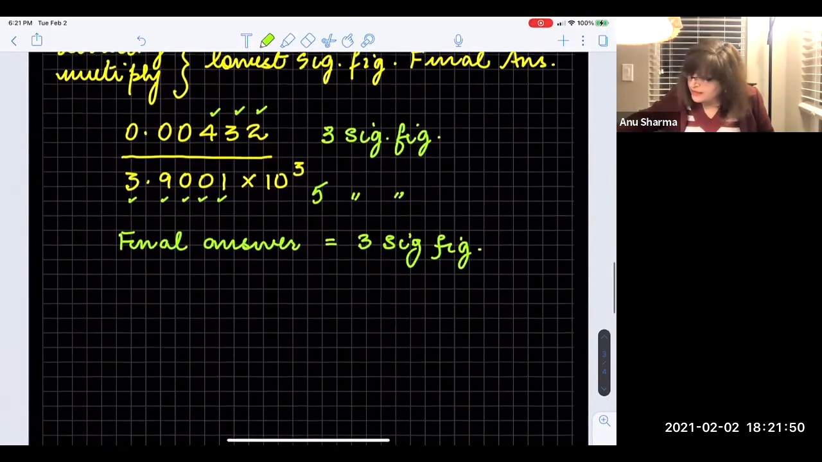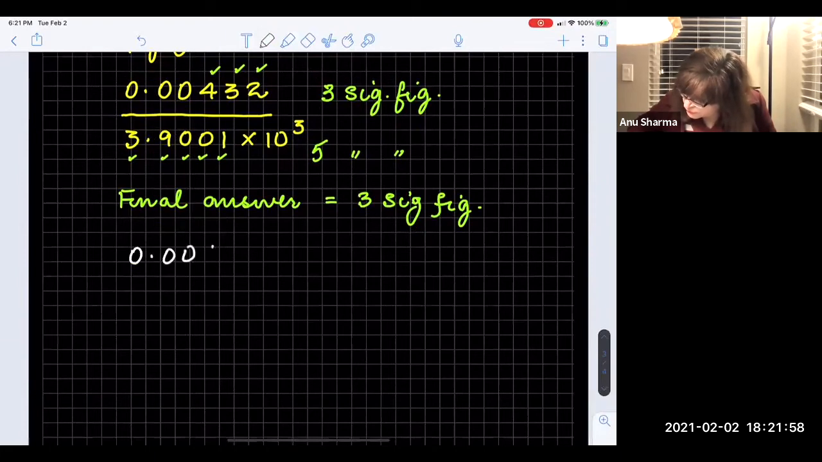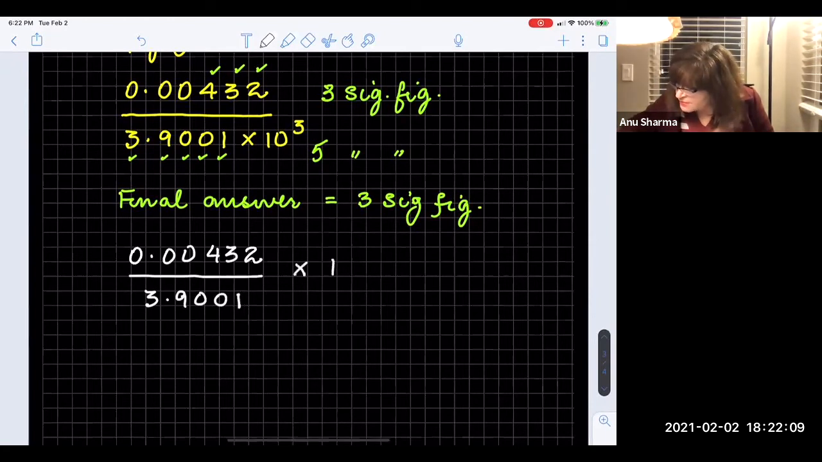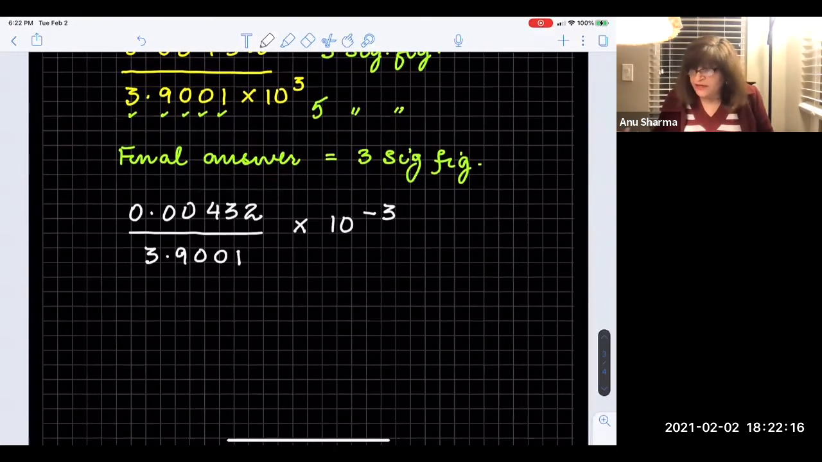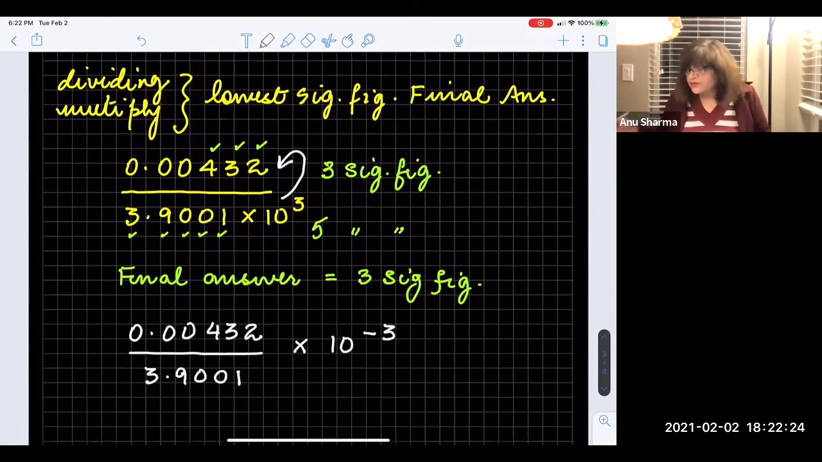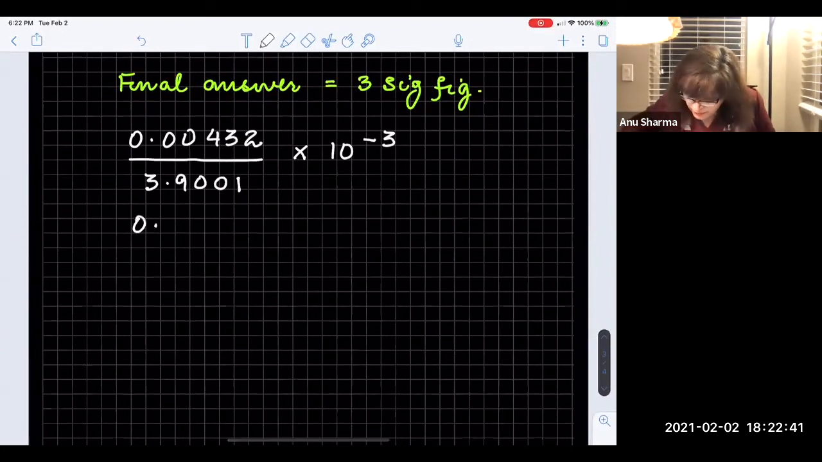So now what you will do? Here, same story, 0.00432 divided by 3.9001 and the exponent, then this thing changes, times 10 to the power negative 3. Remember the exponent which is in the denominator becomes opposite of that in the numerator. So you basically bring this guy, just carry it forward, or you can just use a calculator, whatever works for you. Okay, so what do you get here? That gives you 0.000110766. Just write the whole number like that, 10 to the power negative 3.